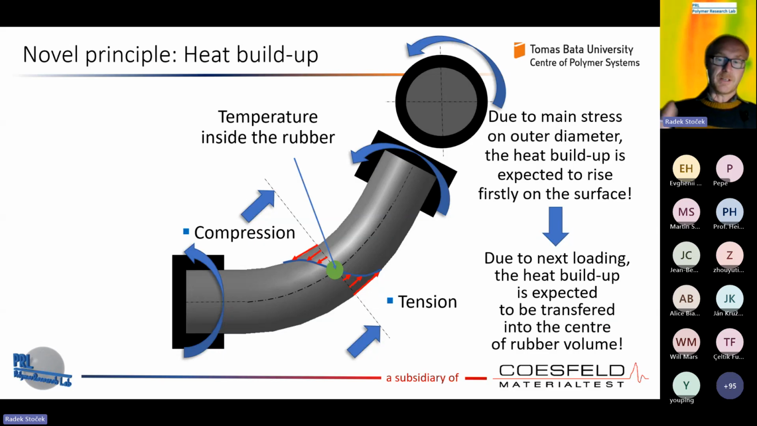Finally there will be a larger temperature inside the volume of the rubber compared to the surface of any product. So let's say we have tension and compression, and as I mentioned, the temperature will rise first on the surface. This is exactly what happens in a tire, because there we have the largest temperature on the surface of the tire, and then the temperature will move inside and be stored inside the rubber material of the tire.